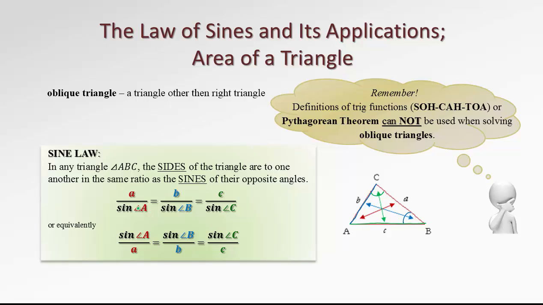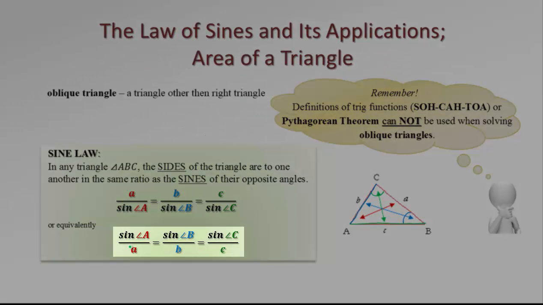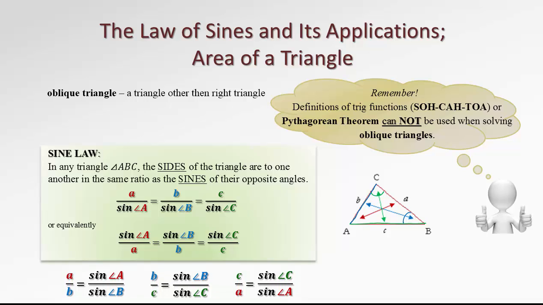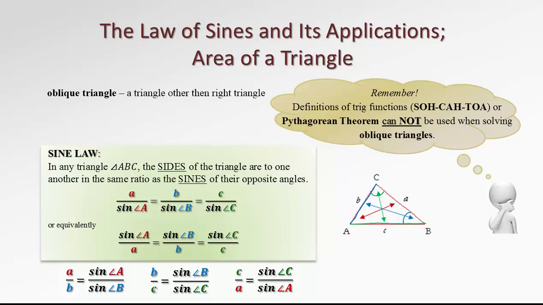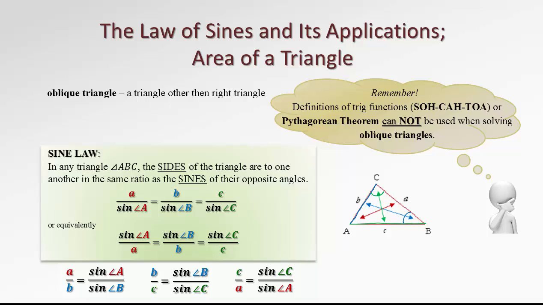Those ratios can be written as we see here, starting with the side and comparing it to the sine of the angle, or upside down, starting with the sine of the angle and comparing it to the length of the opposite side. The other way of writing these proportions would be to compare the ratios of sides to the ratios of sines, like this. Notice that all of the three ways of writing these proportions are equivalent, so we can set them up the way that is more convenient for calculations.